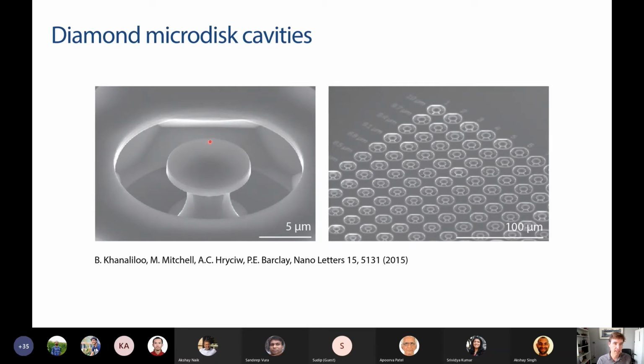And basically what you're looking at is a scanning electron microscope image of an array of diamond whispering gallery mode resonators that I'll talk about shortly. And I guess the key point to take away from this is that everything that you see in this image is diamond. So this is like one diamond chip that we've carved a 3D structure into using our fabrication process.